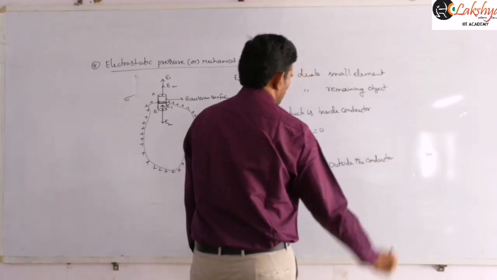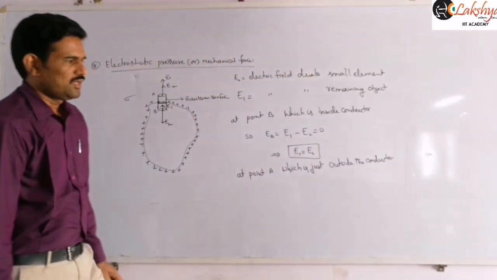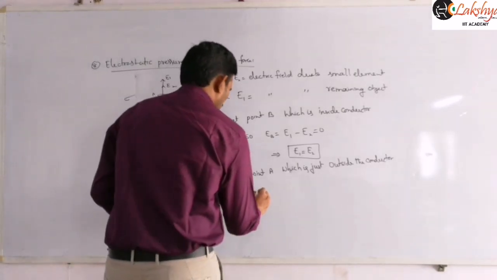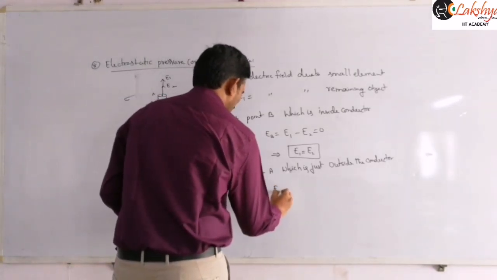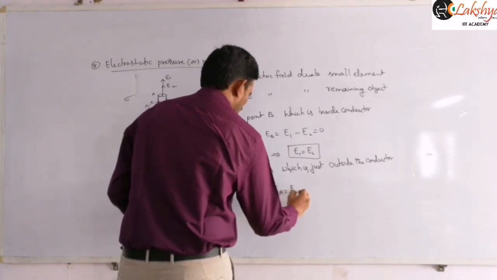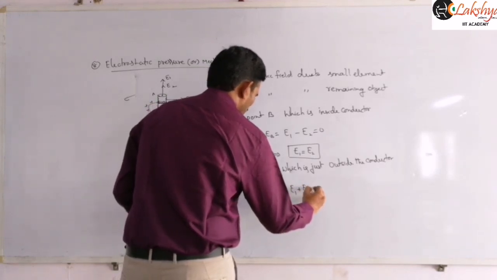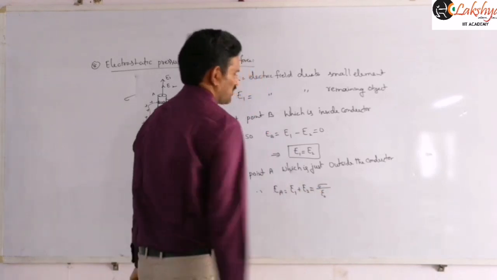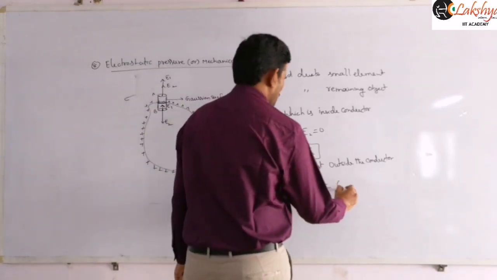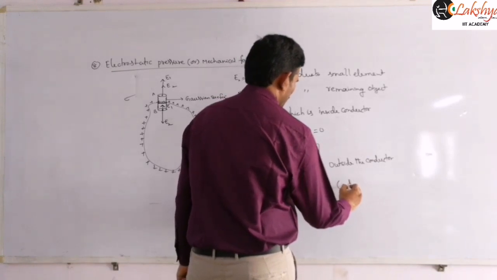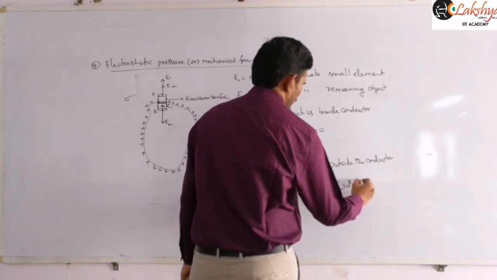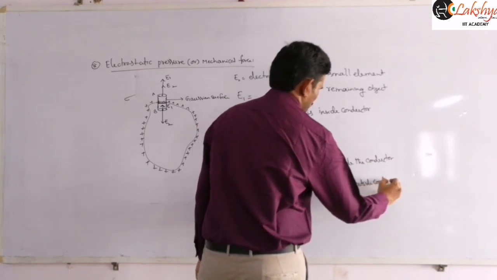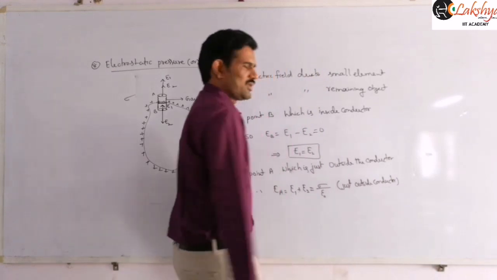So which is just outside the conductor. Just outside the conductor we know the electric field. Therefore the electric field at point A should be equal to E1 plus E2, they will be in the same direction, which is equal to sigma by epsilon naught. So this sigma by epsilon naught is just outside the conductor. We derived this already in the last class.